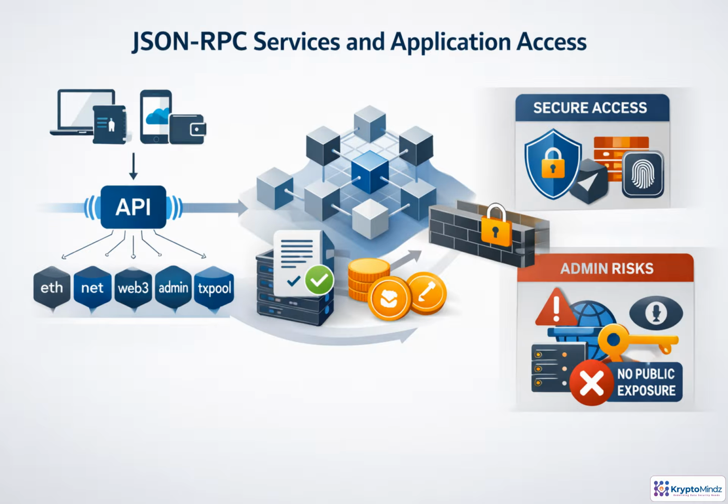Besu's JSON-RPC endpoint is the main doorway for applications. Wallets, backends, monitoring tools, and scripts use namespaces like eth, net, web3, admin, and txpool to read chain data, estimate gas, inspect blocks, and submit transactions. Because that doorway is powerful, production access should use controls such as TLS, firewalls, allow lists, and authentication proxies. Expose only what each client needs, and never make administrative APIs public. That protects the node without blocking legitimate traffic.